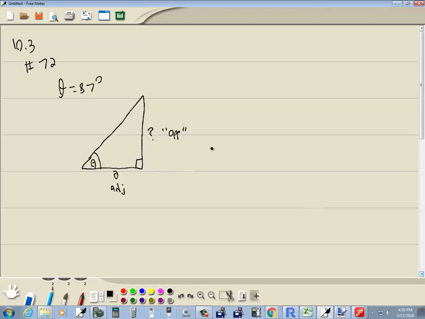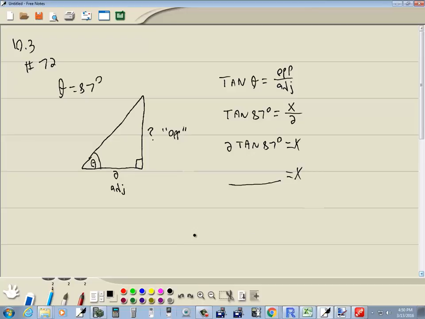Well, this again goes back to my formulas. The formula dealing with opposite and adjacent is tangent. So tangent theta is equal to opposite over adjacent. They said that theta is 87 degrees, so I'll plug that in. Opposite we don't know. I could put opposite there or just put a variable like x. And adjacent is 2. So I multiply both sides by 2, and I get 2 tangent 87 degrees equal to x. And then whatever that gives you when you plug in your calculator.